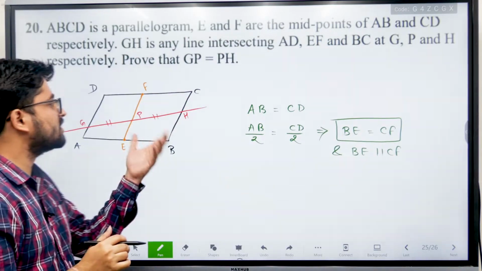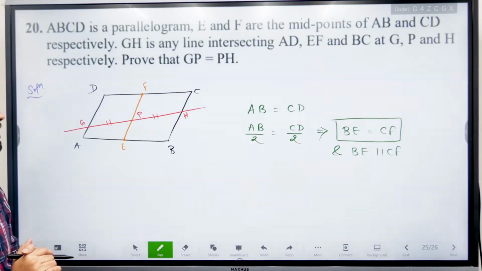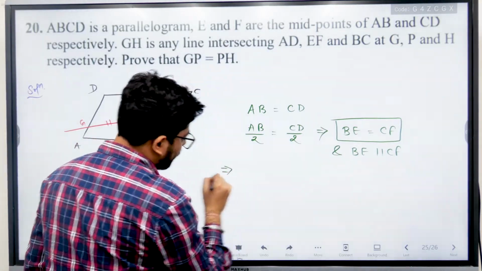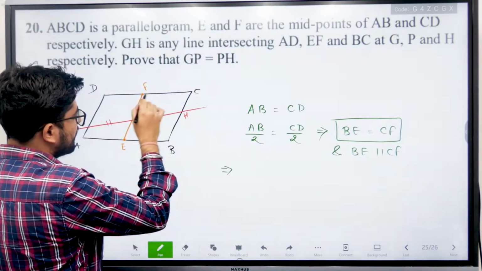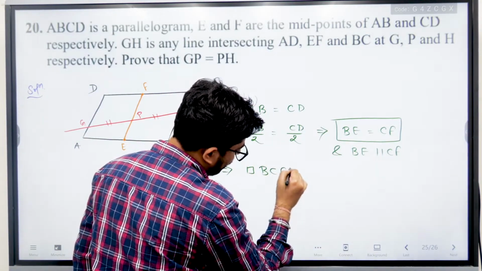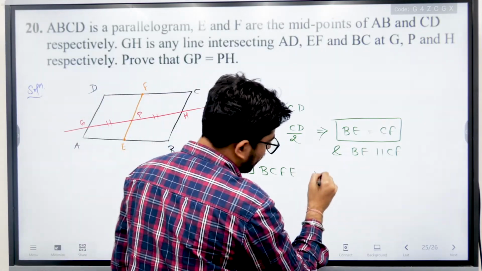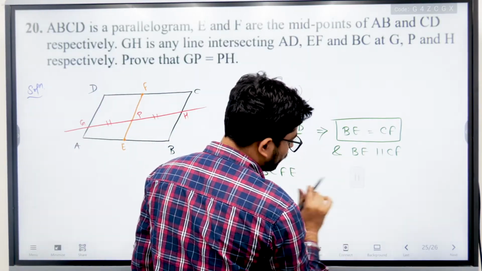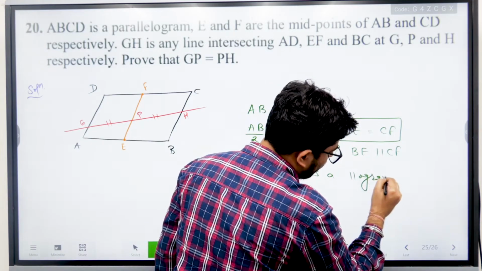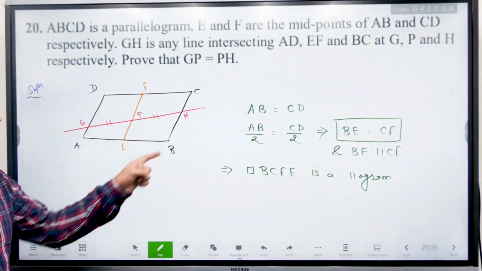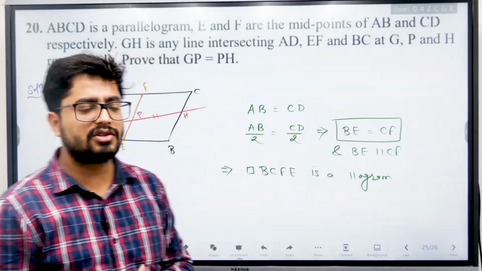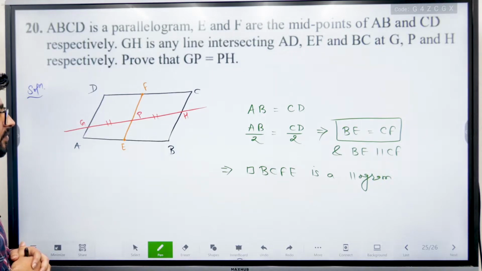So BE is parallel to CF. From this information, we can say BCFE is a parallelogram, because one pair of opposite sides are equal and parallel. So this quadrilateral is a parallelogram.